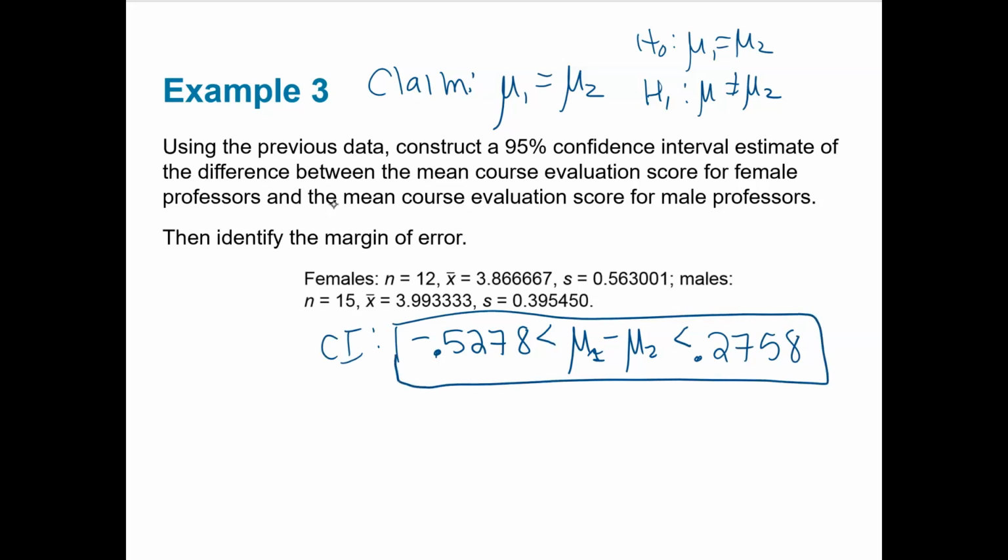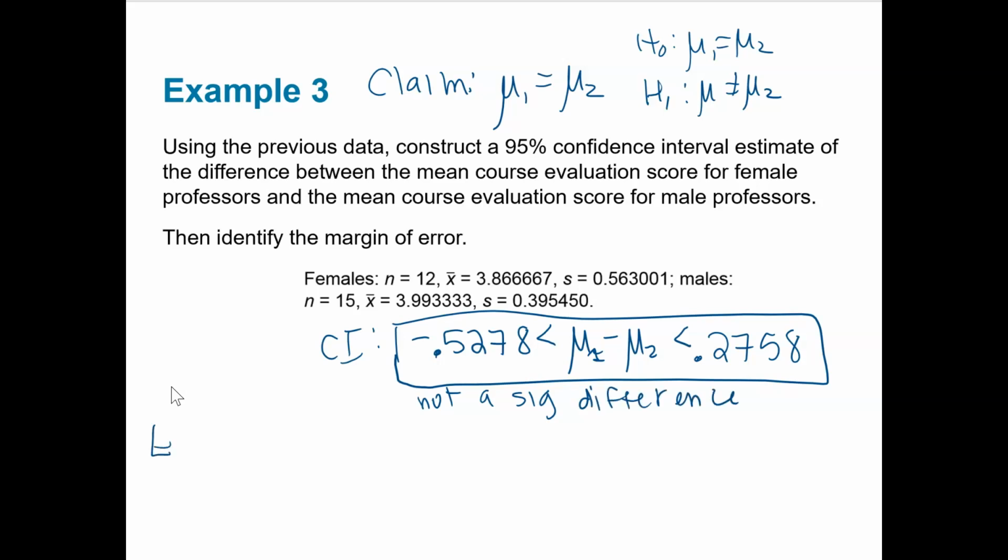So let's examine it for a second. Does it include 0? The answer is yes, because we go from negative to positive. So it does include 0. It suggests that there's not a significant difference between the scores, because the scores could have a difference of 0. So there's not a significant difference because the interval contains 0.